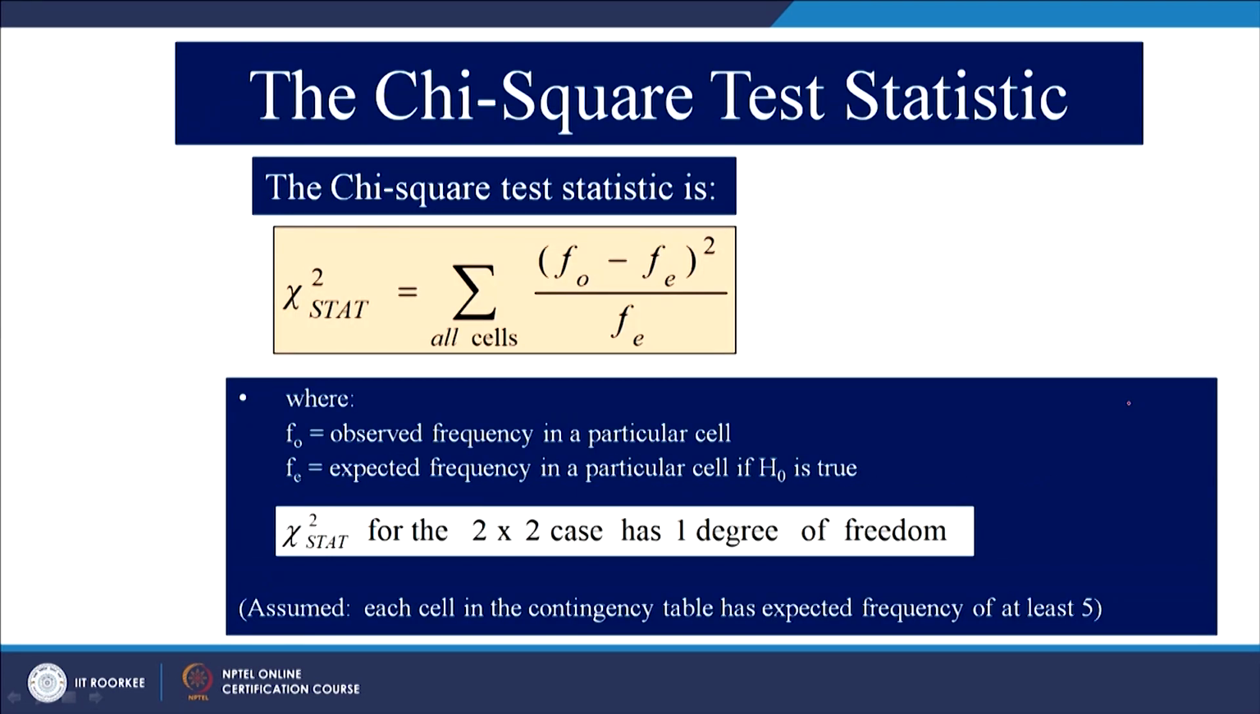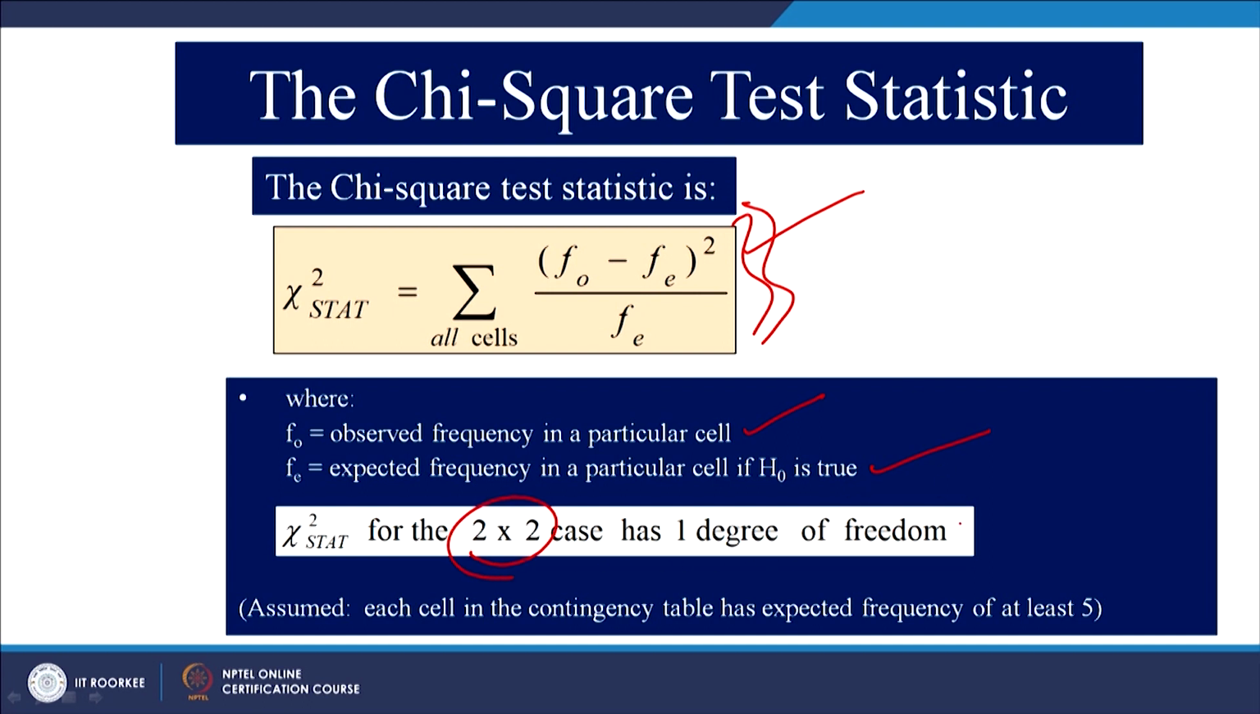So, how to proceed for comparing two proportions? First calculate chi-square statistics, right. So, it is same as what we have done so far. So, this is observed frequencies, Fe expected frequencies, chi-square statistic for 2 by 2 case has 1 degree of freedom.